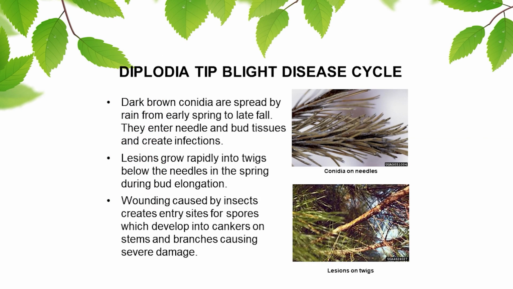Disease cycle. Dark brown conidia under the needle sheaths are spread by rain from early spring to late fall. They enter directly into the needle and bud tissues and create new infections. Lesions around the infection sites grow rapidly in twigs and needles for about 3 weeks during spring twig elongation. Wounding caused by insects creates entry sites for spores, which develop into cankers on stems and branches, causing severe damage.